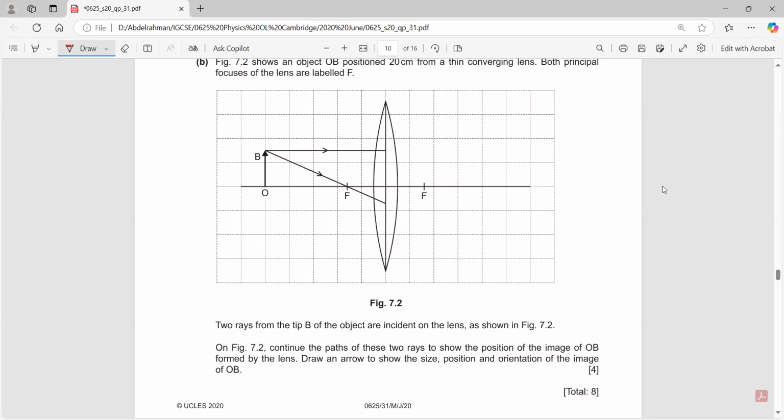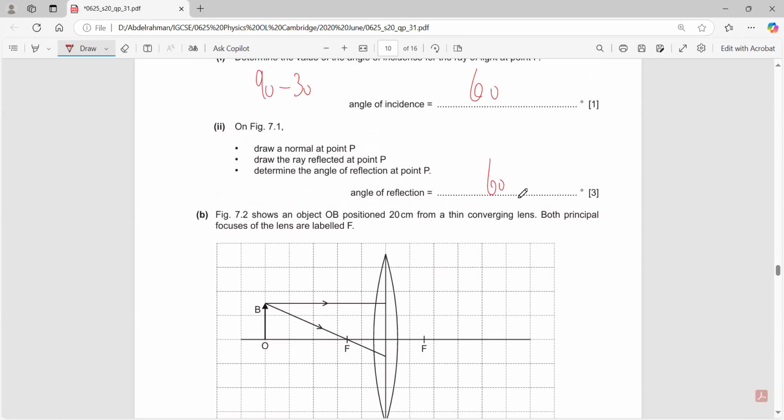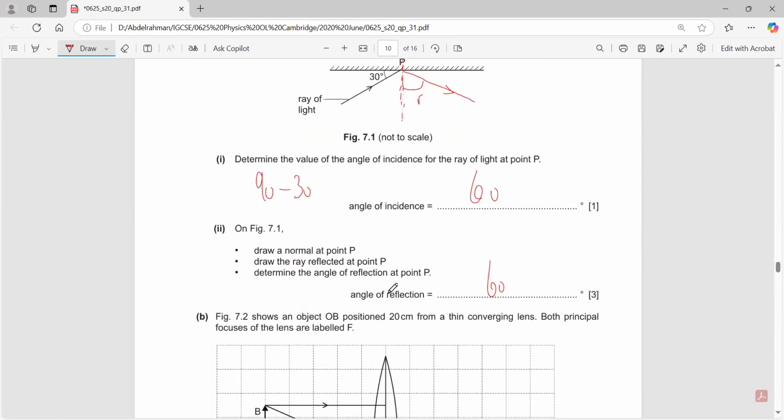I think it's 32 because it was at point P. No, no, no. Angle of reflection, this question will be 60. It can never be 30. Why? Because the angle of incidence is 60, so the angle of reflection is also 60. Okay, 60 and 60. There is no other correct answer. You cannot think of any other correct answer or any other close answer.